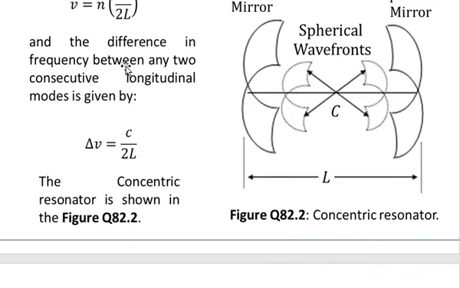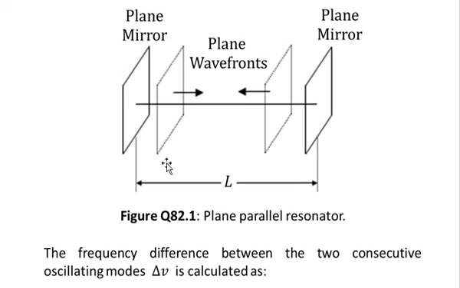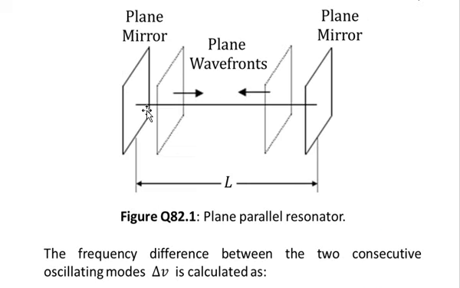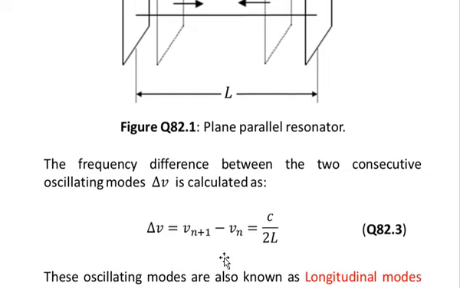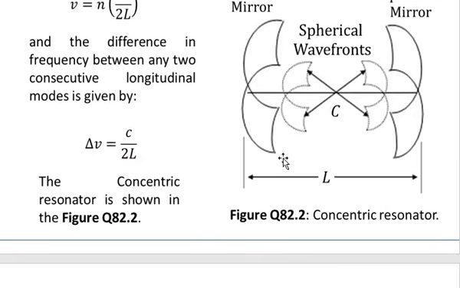And the difference in the frequency between two consecutive longitudinal modes is given by delta nu is equal to c over 2L. This is the same as we have found previously for the case of a plane parallel cavity, a cavity having two mirrors parallel to each other, called a plane parallel resonator. So you see that delta nu is the same in the case of the concentric resonator as in the case of the plane parallel resonator, which is equal to c over 2L.